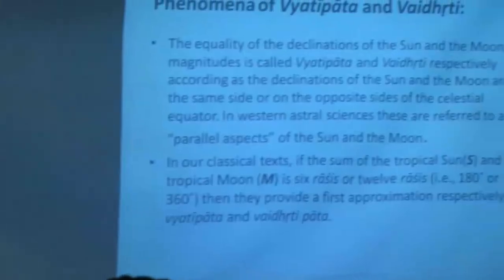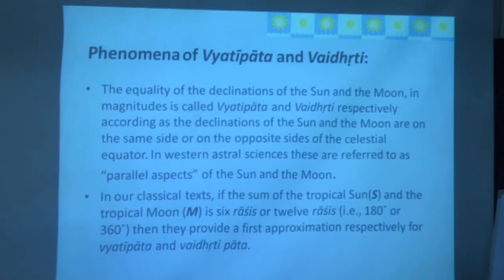Vyatipato ayana bede golai ekatve arkachandrayoho kantyoho samye Vaidhrita ekhayane anya dig upakrama samatve. The meaning of this: actually, in our classical text, if the sum of the tropical sun and the tropical moon is either 6 rashis or 12 rashis, that is 180 degrees or 360 degrees, then they provide a first approximation respectively for the Vyatipata and Vaidhrti.